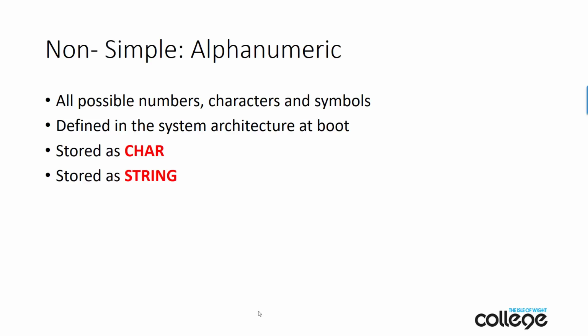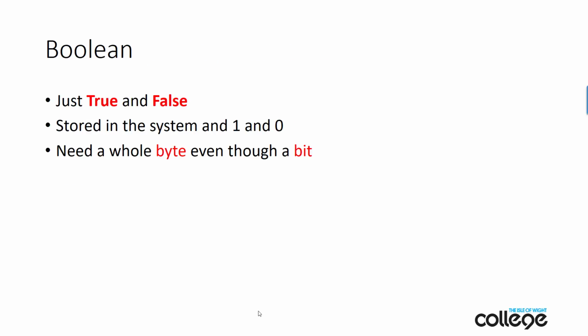We store multiple characters as a string, and that's an ordered structure. It matters which order the characters are in, because the meaning will change depending on the order in which the characters are included. For Boolean, we just hold true and false, and they're stored in the system as 1 or 0.